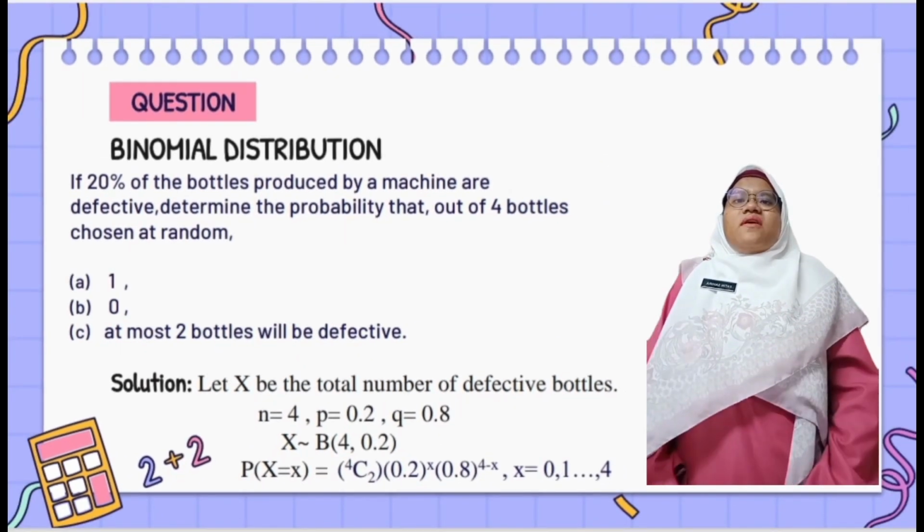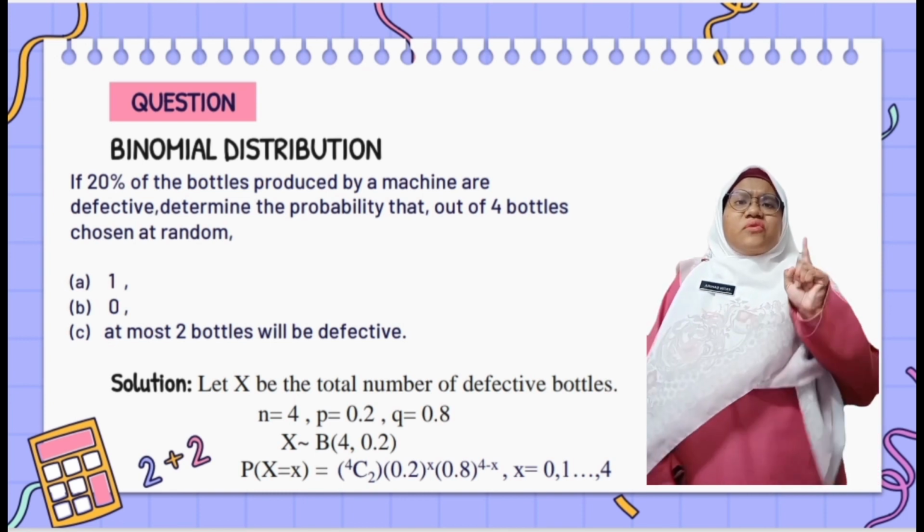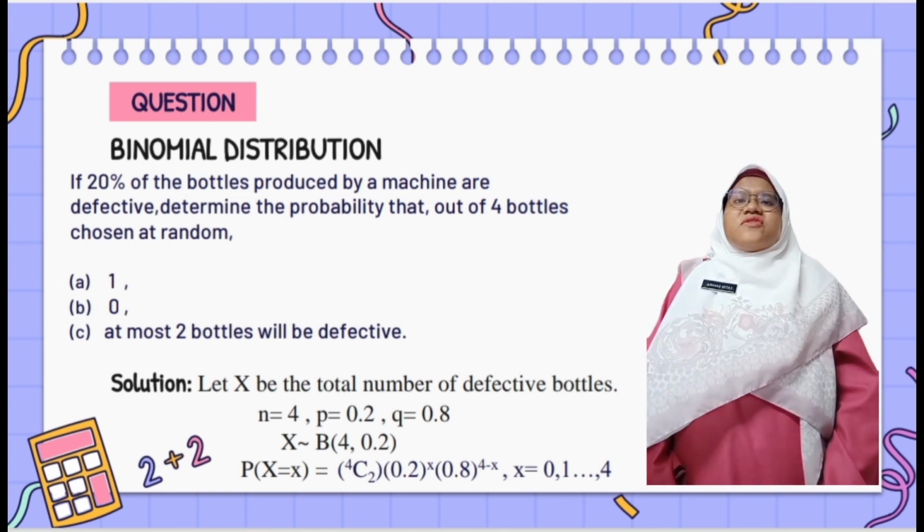Next, moving on to the Q&A section. Today, the teacher would like to explain one question under the topic of binomial distribution.